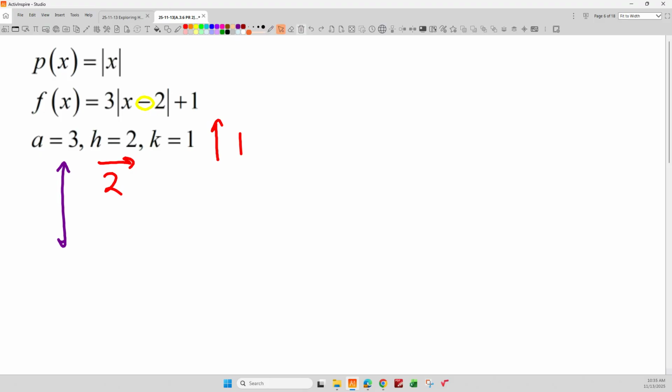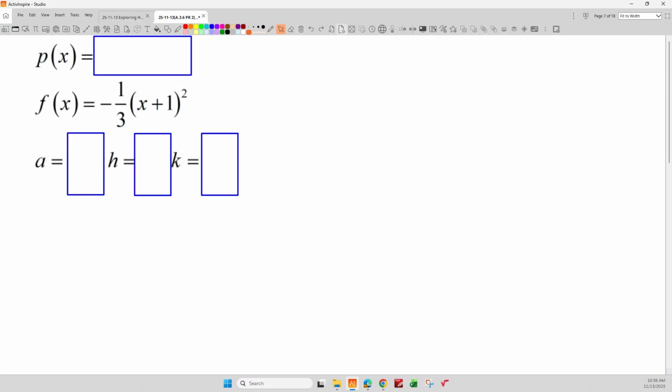Our vanilla parent function would have been an absolute value of x, and then we souped it up and made it more interesting by adding all these values of our parameters a, h, and k. But without those parameters, we're just left with a boring old absolute value function. Okay, give me 1 to 5. How are we doing? Okay, all right.